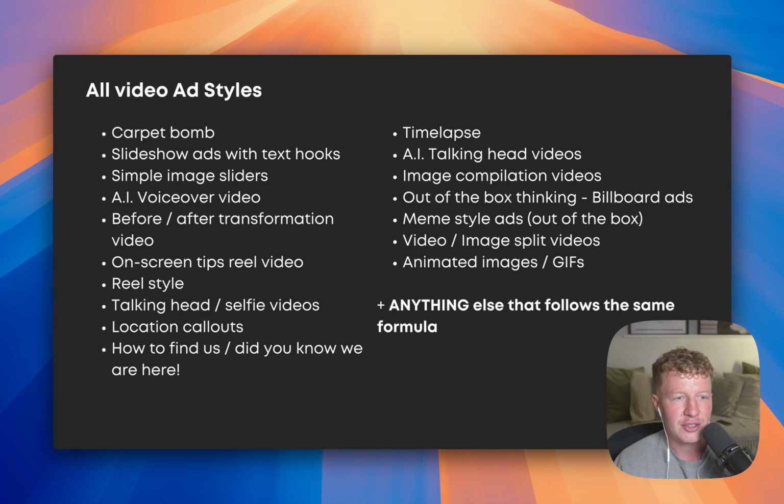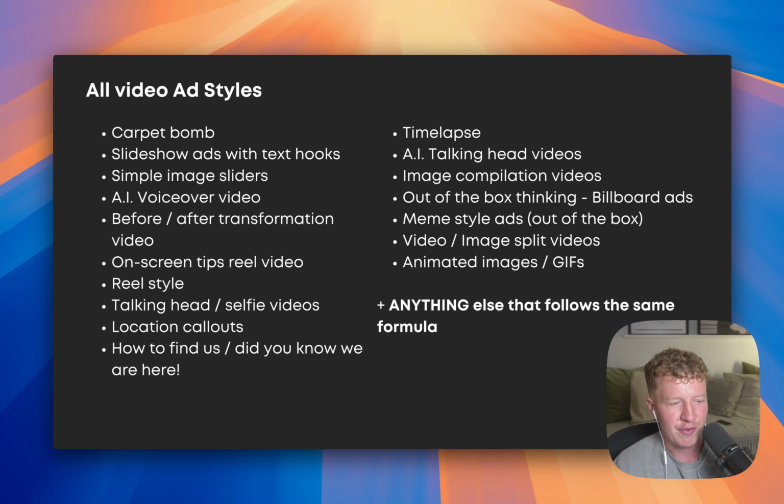Slideshow ads with text hooks. Again, we're going to go through examples. Simple image sliders, sliding through different images. AI voiceover videos, utilizing tools like 11 Labs and ChatGPT to come up with voiceovers, putting that over the top of videos and images works really well. Before and after transformation videos, on-screen tips, reel video, you'll see examples in a minute. Reel style, which is taken from Instagram Reels, again, you'll see examples.